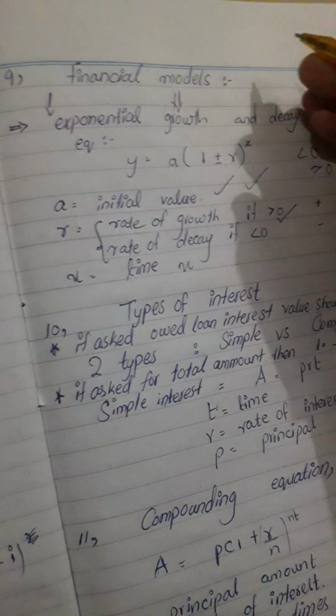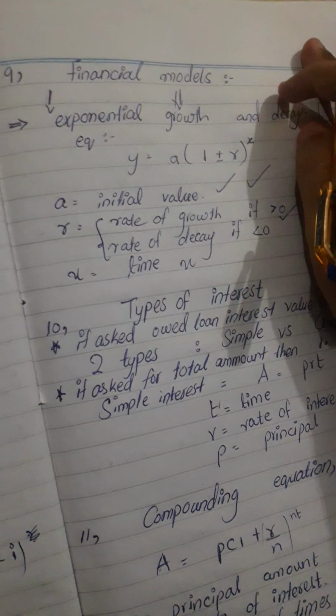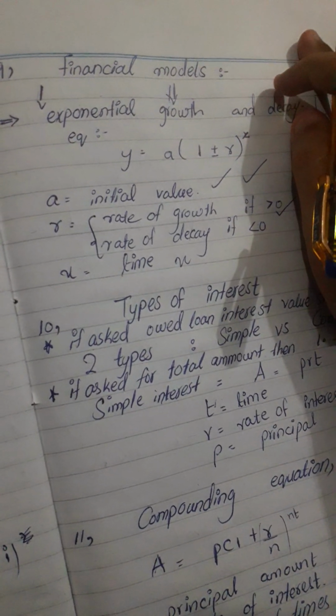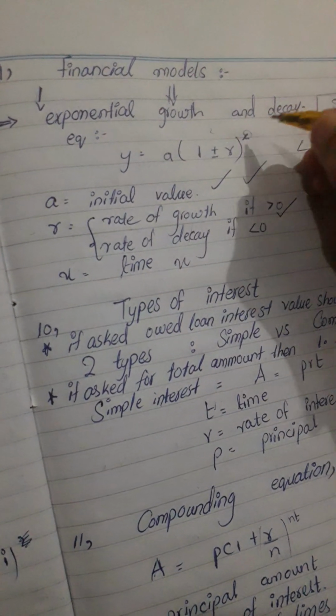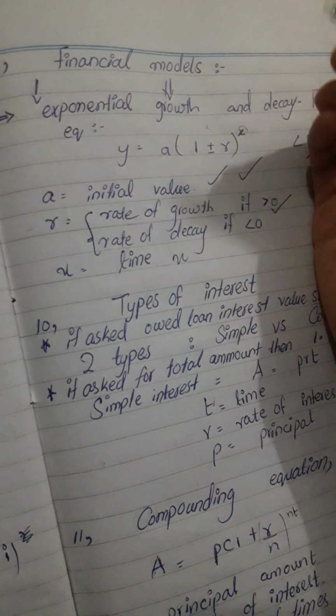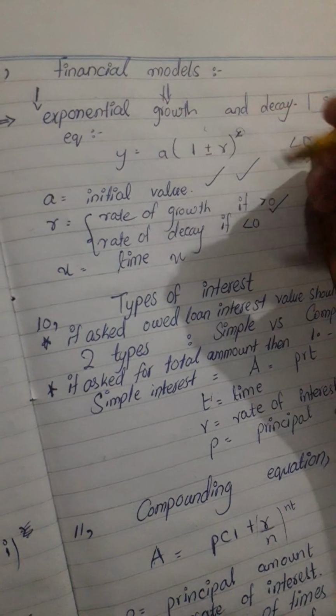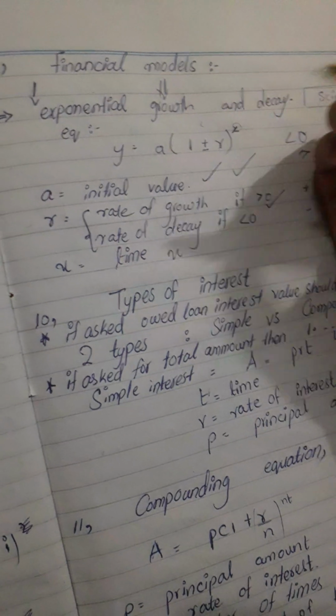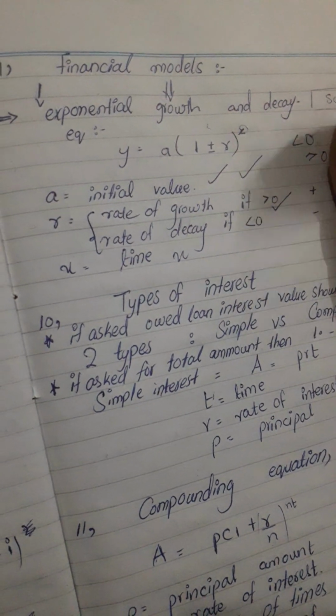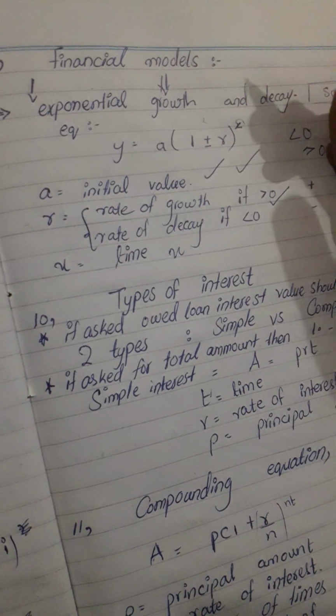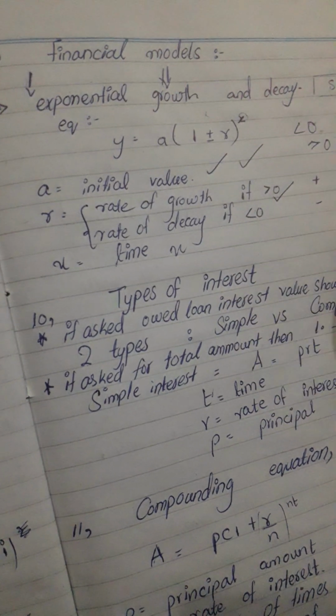Here is a certain formula for it, sorry for the error. Y equals a multiplied by (1 plus or minus r) to the power of x. Y is our variable, a is our initial value. The initial value is getting multiplied by our 1. 1 is a neutral value in it, plus or minus again a neutral value.